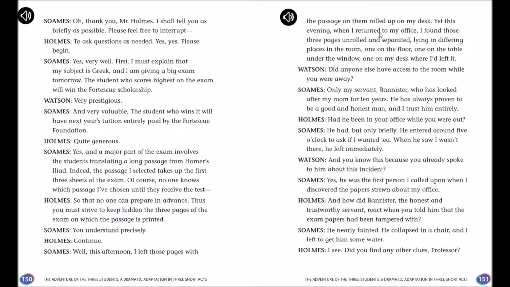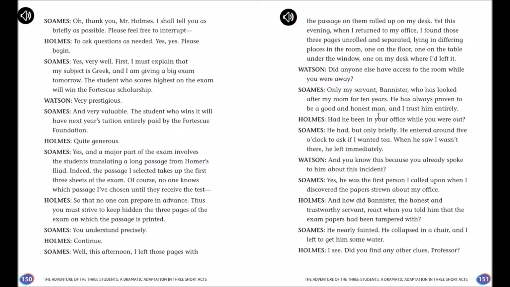Soames. Well, this afternoon I left those pages with the passage on them rolled up in my desk. Yet this evening, when I returned to my office, I found these 3 pages unrolled and separated, lying in differing places in the room, one on the floor, one on the table under the window, and one on my desk where I'd left it. Watson. Did anyone else have access to the room while you were away? Soames. Only my servant, Bannister, who has looked after my room for 10 years. He has always proven to be a good and honest man, and I trust him entirely.